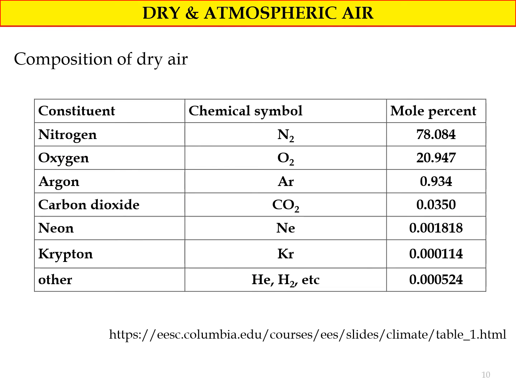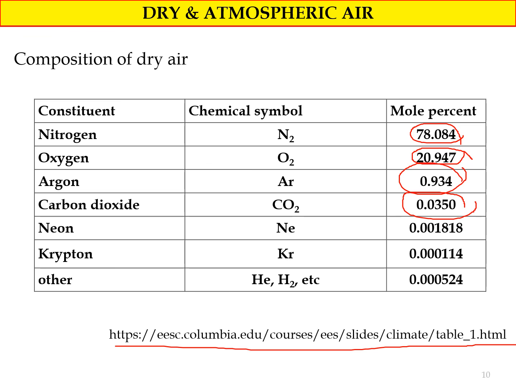Dry and atmospheric air. This is the composition of the dry air, which I got from this link, and from this we know that the mole percentage of nitrogen is the highest, which is 78%, followed by oxygen, which is 20.9%, and then argon 0.9%, and carbon dioxide is 0.03%, and the rest is an extremely small portion, less than 1%.